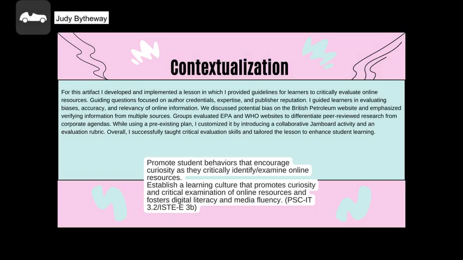For this artifact, I created a lesson to help students evaluate online resources. We talked about things like author credentials and if the publisher is reputable. We also looked at biases, accuracy, and relevance of information online. We discussed the biases on the British Petroleum website and why it's important to double check facts from different sources.